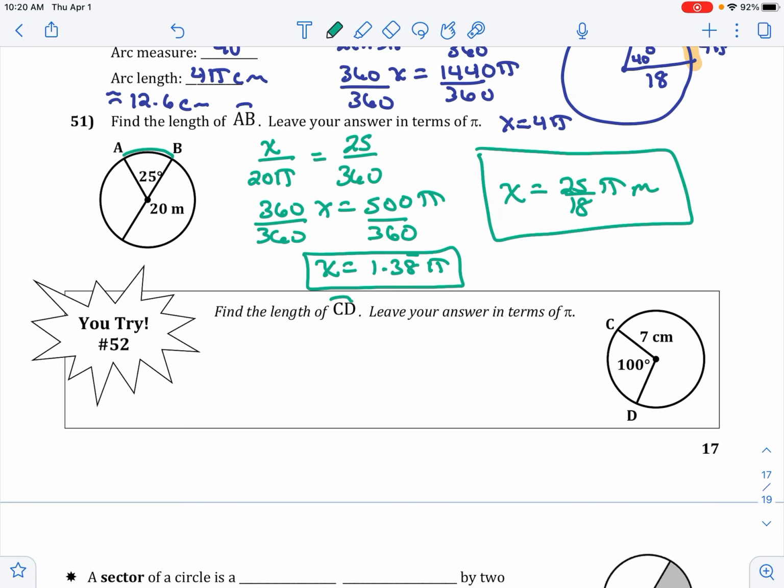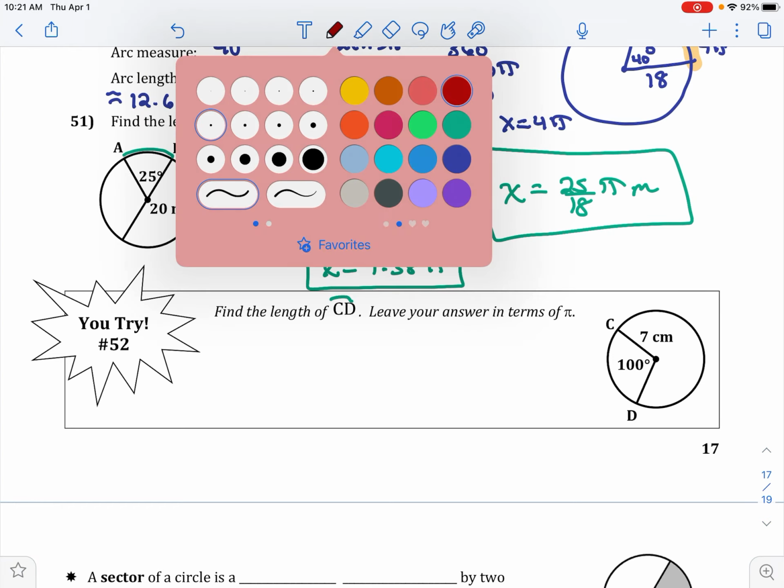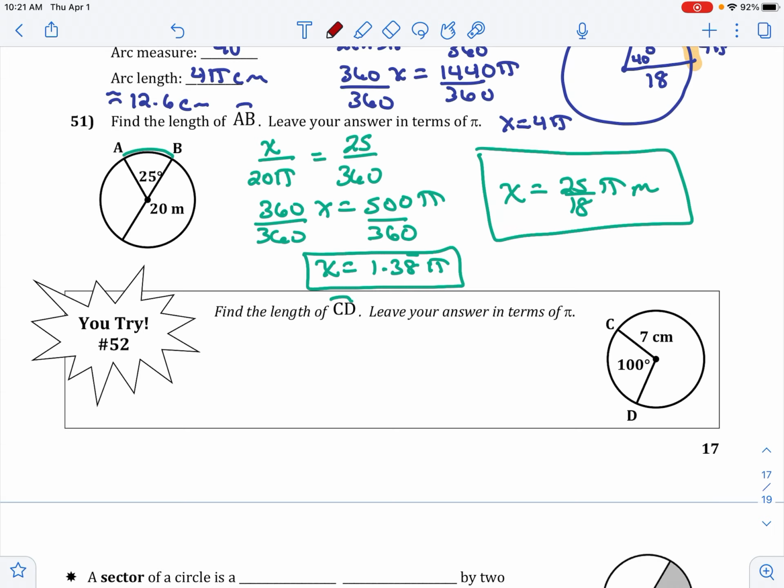All right, here's one you can try on your own. Please find the arc length of CD. So you can pause the video and work on that. So I want to find the length of that arc. So I know the measure of it is 100, but I don't know the length. So x out of, and then I need to do 2 pi r. Well, 2 times 7 is 14, so 14 pi equals 100-degree arc out of 360.